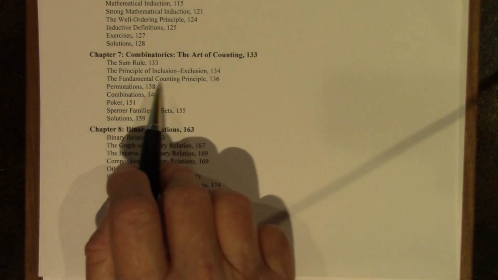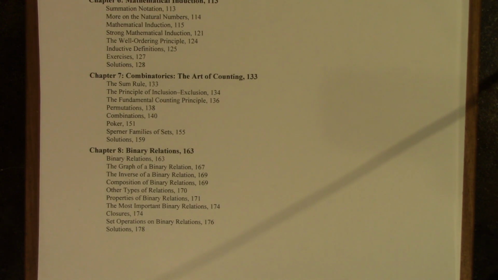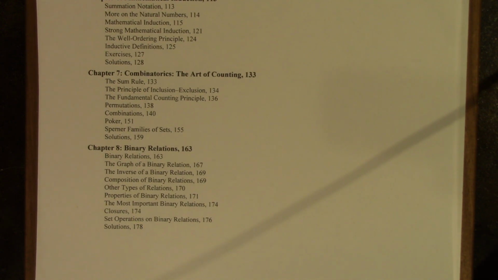Next chapter is entitled Combinatorics, the Art of Counting. Counting is an important topic in mathematics. And it doesn't mean just 1, 2, 3, 4, 5. We like to be able to count a lot of different things in mathematics. And so we'll talk about that. Combinatorics is a branch of mathematics all by itself. There are mathematicians who specialize in it. They're called combinatorialists.